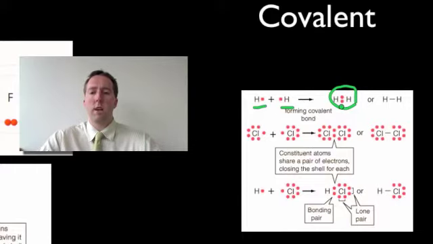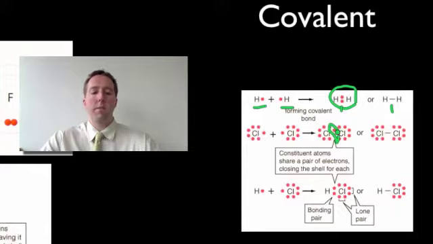Sometimes the shared electrons are drawn like that, or sometimes chemists just draw them as a single line. That's covalent bonding, when electrons are shared. Here's another example, and this is chlorine. Chlorine needs 1 extra electron, and there are 2 chlorine atoms. They say, how about we share? If I share one of mine, will you share one of yours? And they do that. They each share these 2 electrons in the middle.